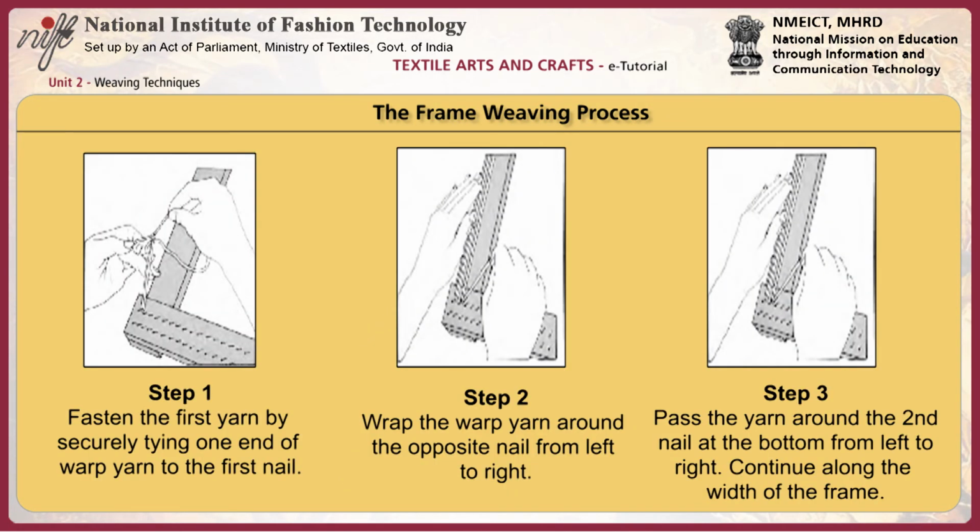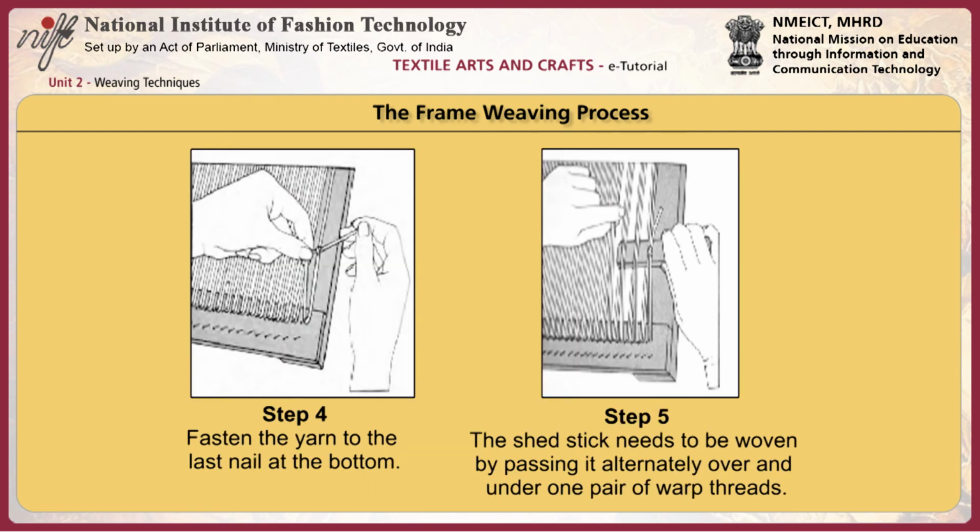First, fasten the yarn by securely tying one end of the warp yarn to the first nail. Next, wrap the warp yarn around the opposite nail from left to right. Pass the yarn around the second nail at the bottom from left to right. Continue along the width of the frame. It is very important that the tension on the warp must be even throughout the warp. Fasten the yarn to the last nail at the bottom.